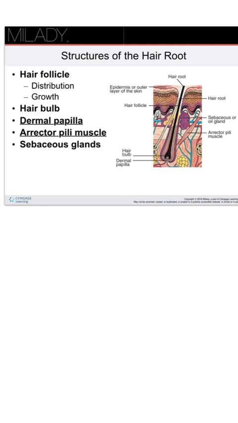The erector pillae muscle is what's responsible for giving you those little things called goosebumps if you get cold. You hear people say, "It made my hair stand on end." The erector pillae is what would be responsible for making your hair stand on end.